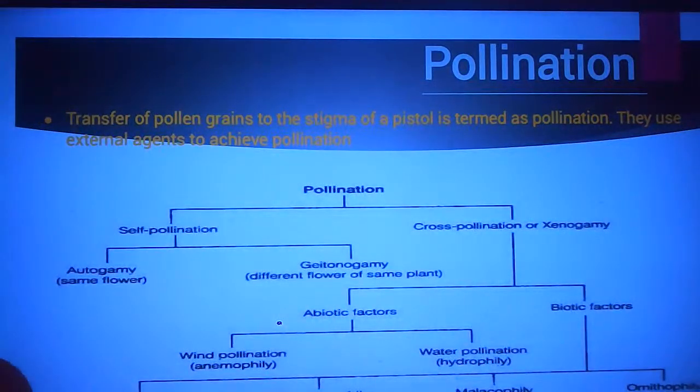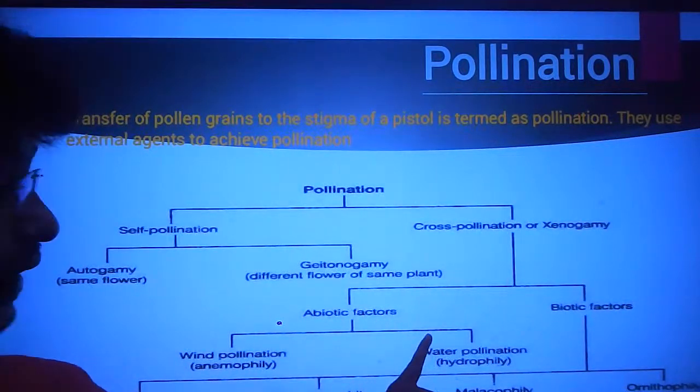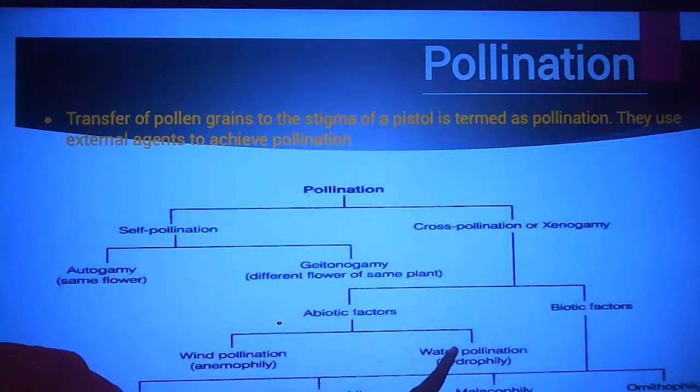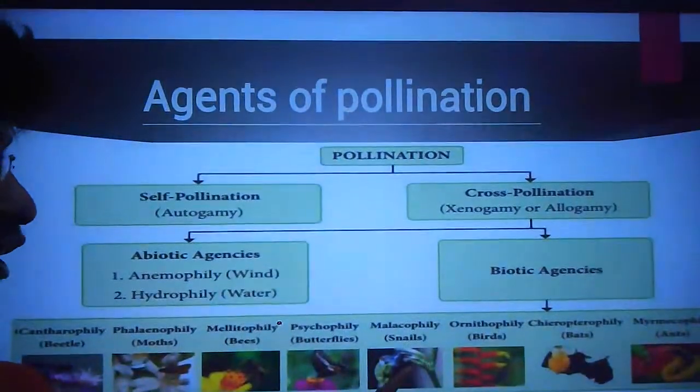Coming to abiotic factors, where you could see wind pollination, what is the other name for wind pollination? Anemophily. And among abiotic factors, you could also see hydrophily. Hydro means water, so water pollination.